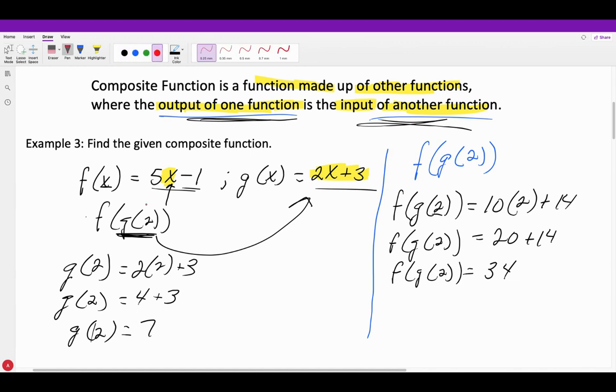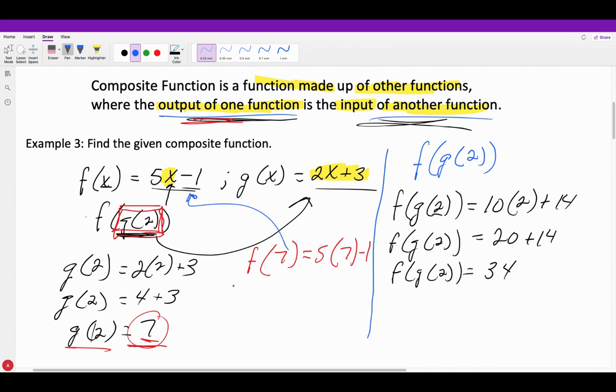Now, since we know what g of 2 is equal to, instead of writing it as g of 2, I can then say, okay, I'm going to take this output of that first function, and since it was inside of our f of x, I'm then going to substitute that in for our f of x function. So now I can say, well, f of 7, because this g of 2 I know is equal to 7, so I can then replace g of 2 with that, is then equal to 5 times 7 minus 1, because I'm substituting this answer into my f function. So f of 7 is now equal to 35 minus 1, and f of 7 is then equal to 34.